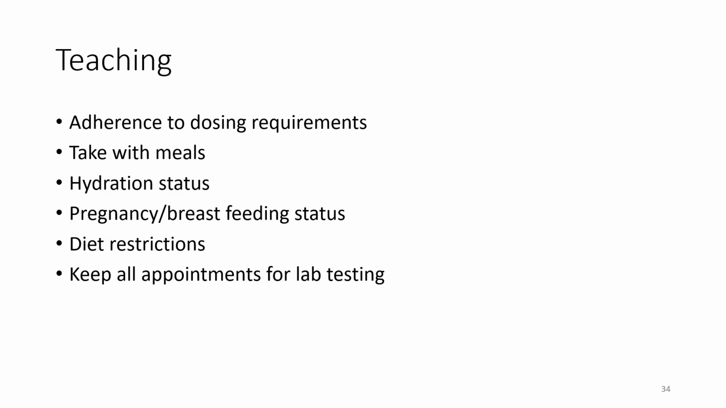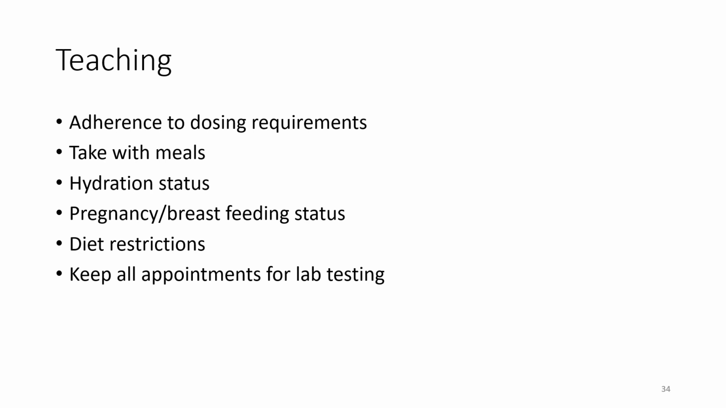Okay, so again on teaching, we want to educate them on the adherence to dosing requirements. This is a daily medication in order to prevent those gout attacks. We want them to take them with meals. Again, if they are less likely to eat a full meal, then make sure they take it with a light snack. That's just to avoid that GI upset. Hydration status, we want to encourage them to drink plenty of liquids, typically about 8 to 16 glasses, I think is what your book says. We want to encourage them to drink water, because that water is going to dilute that uric acid.